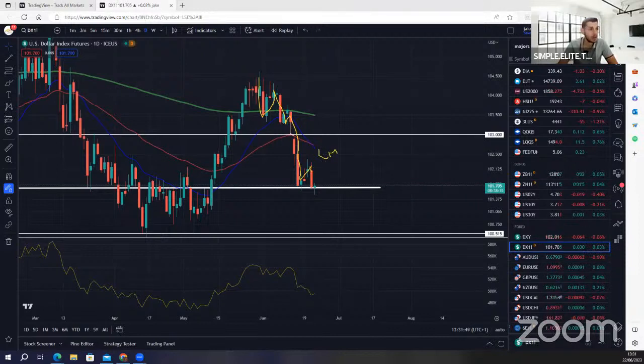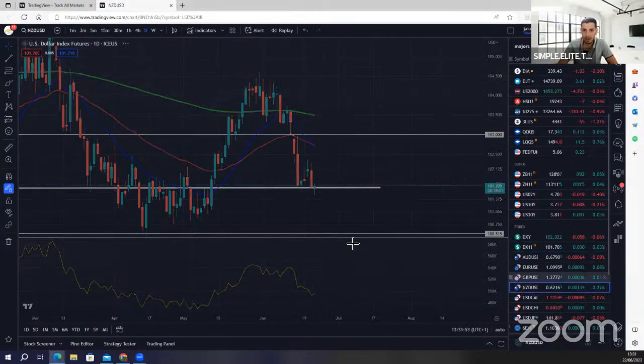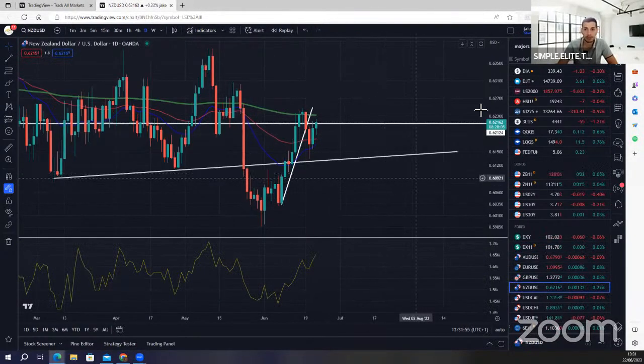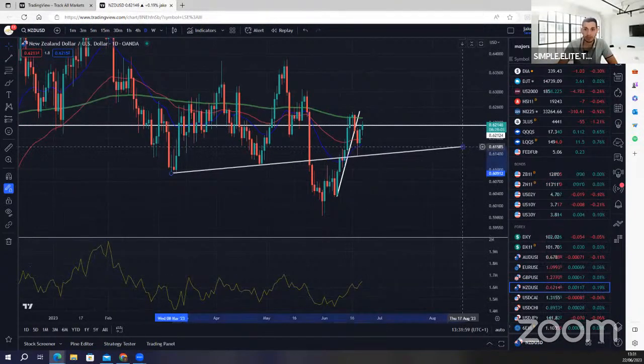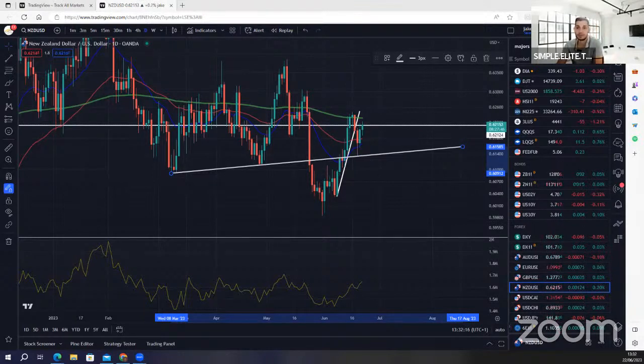So that's why I closed my position, and also because the New Zealand dollar had hit the resistance level, which is this trend line here. As you can see, Tuesday's price action completely rejected the resistance level. So I took the profit at 2-1, and I was happy for the beginning of the week.